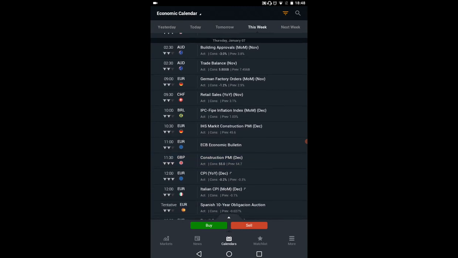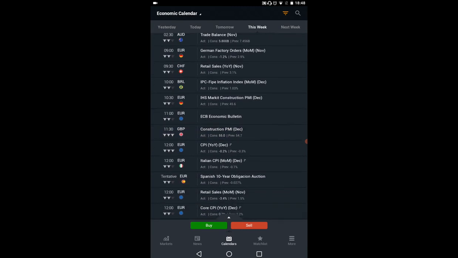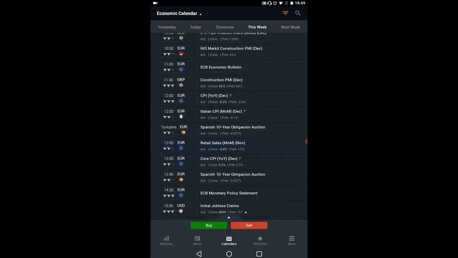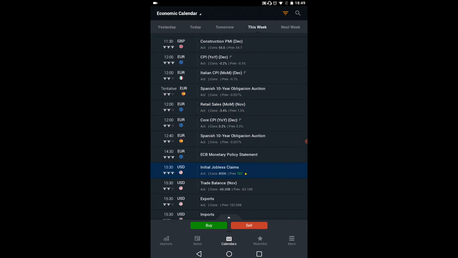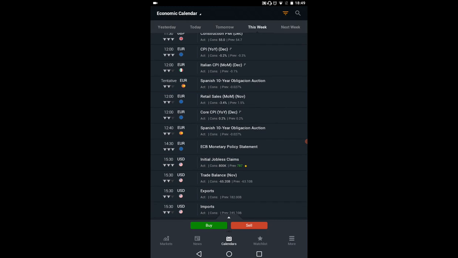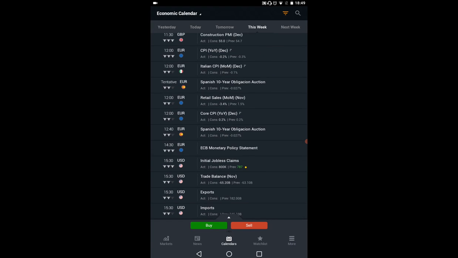We've got many two bulls, and construction PMI for GBP, that's three bulls. Euro CPI, that's three bulls. Those are high impact events, but we're not going to expect much movement. And you must also remember GBP.